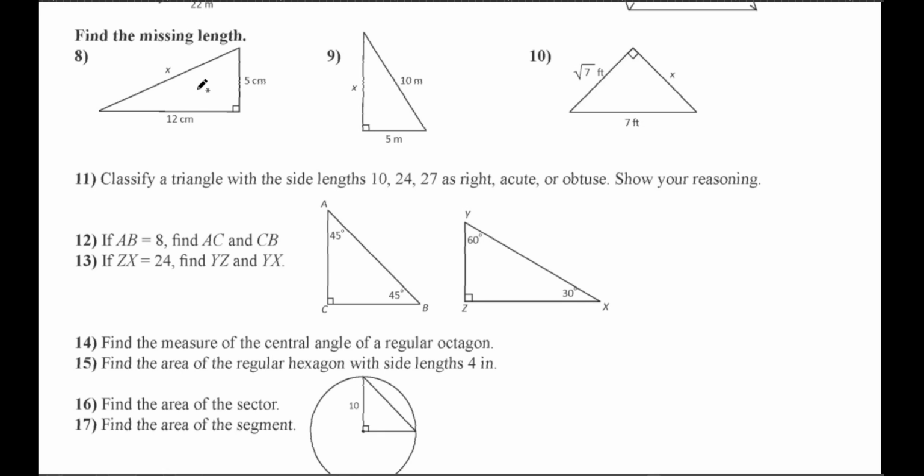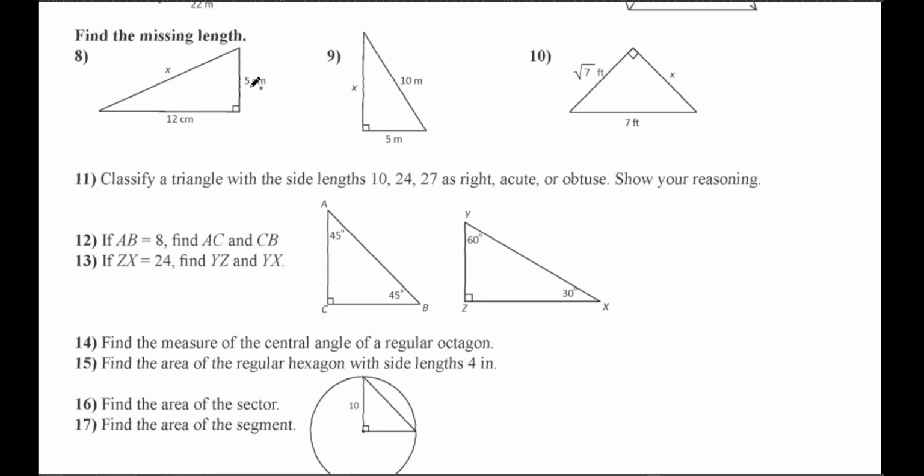This is an easy one without any math. What is it? Right off the top of your head, without doing any math. 30? No. Somebody tell me. 13. Why is it 13? Yeah, it's one of those triple ones. That's right. It's a Pythagorean triple.